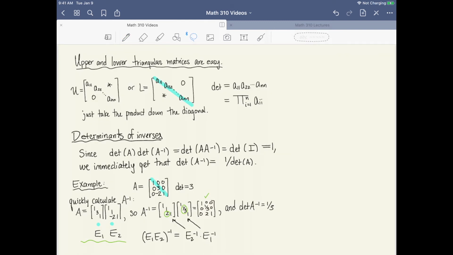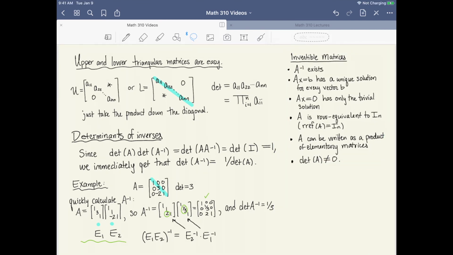Before we talk more about determinants, and in particular the determinant of a transpose, I'd like to just mention in passing some facts about inverse matrices, since we've been talking about them. When you have an invertible matrix, the inverse exists. That also means that the equation AX equals B has a unique solution for every vector B. And in fact, you could solve for X by writing A inverse times AX equals A inverse B, and that gives you X. The homogeneous equation AX equals 0 has only the trivial solution.